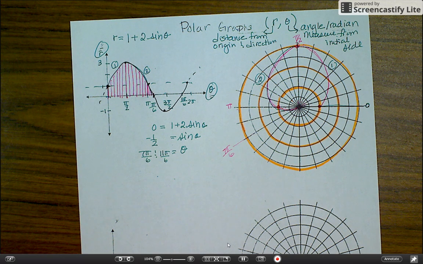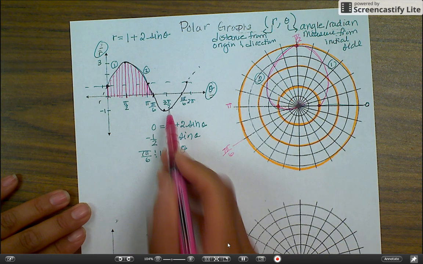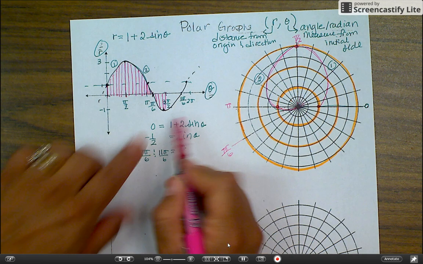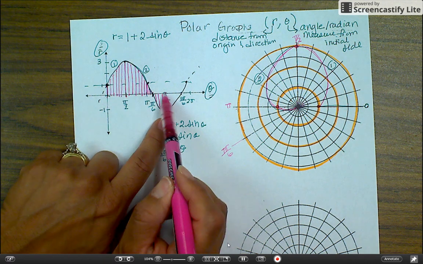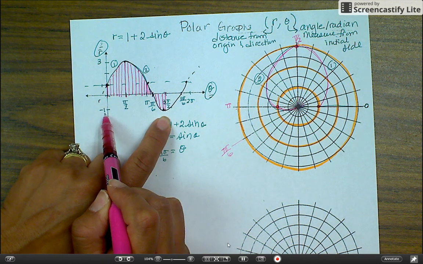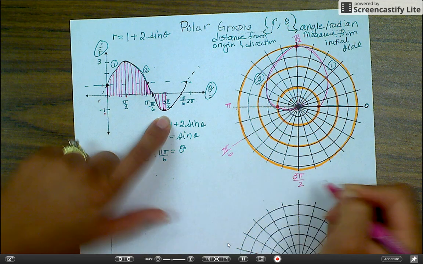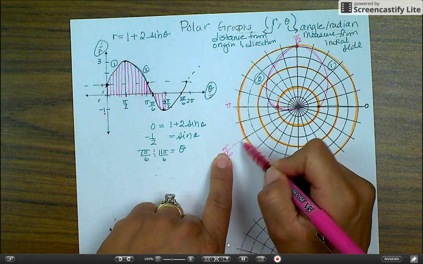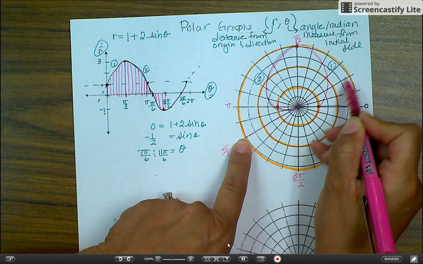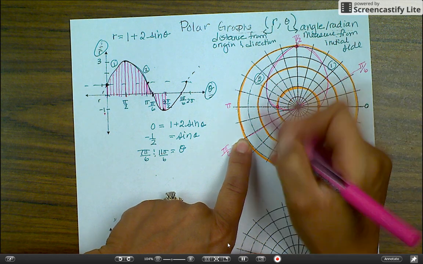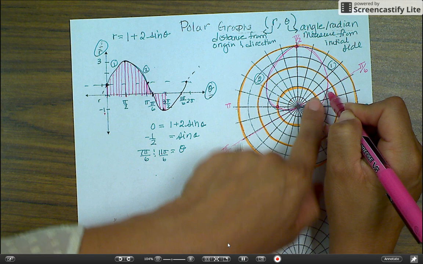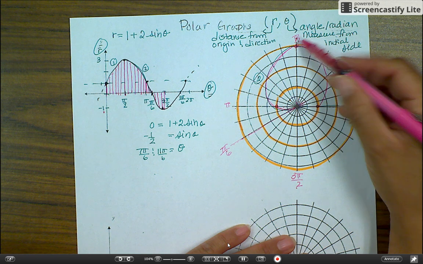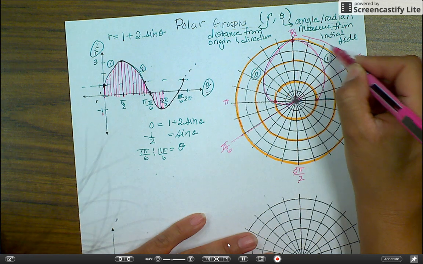Now, from 7 pi over 6 to 3 pi over 2, my r's are increasing. The largest r I'm going to have is a length of 1, but now it's in the negative direction. So, negative is opposite. 7 pi over 6, what is opposite 7 pi over 6? Pi over 6. So I am going to be graphing here, and 3 pi over 2, what is opposite of 3 pi over 2? Pi over 2. So I'm going to be graphing in this area.